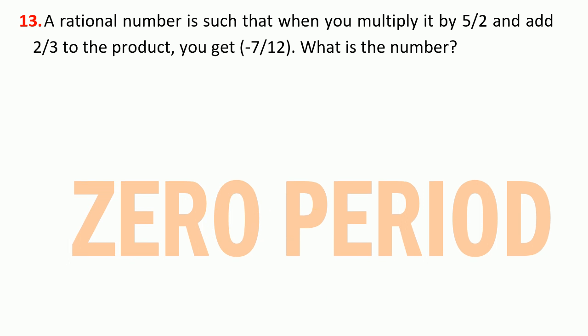Dear children, this is question number 13. A rational number is such that when you multiply it by 5 by 2 and add 2 by 3 to the product, you get minus 7 by 12. What is the number? We are assuming the number as x.